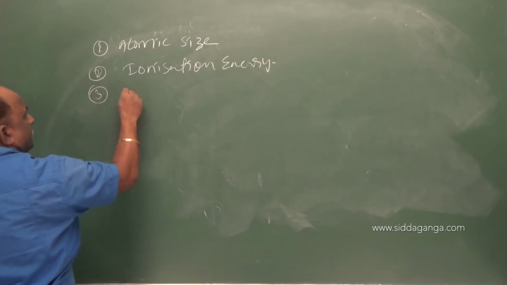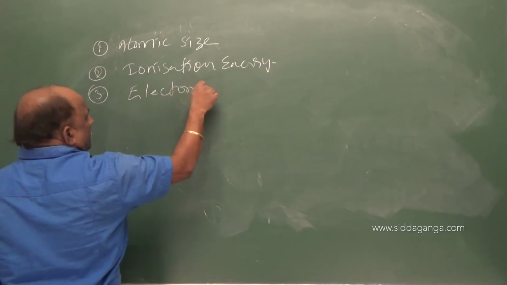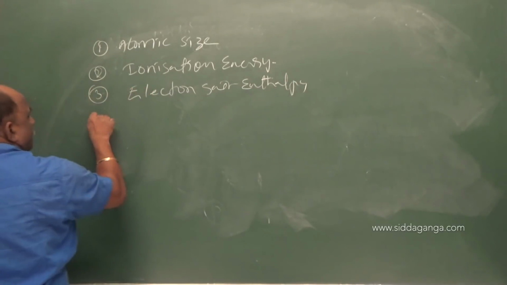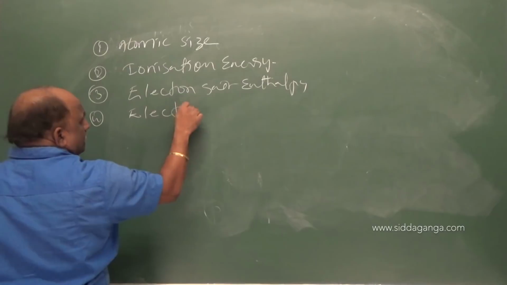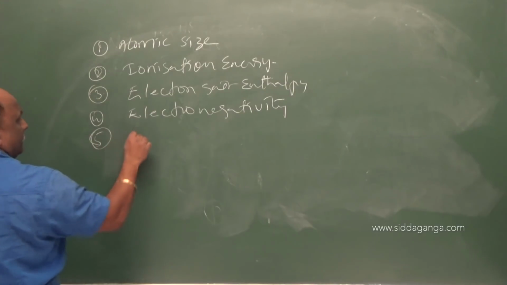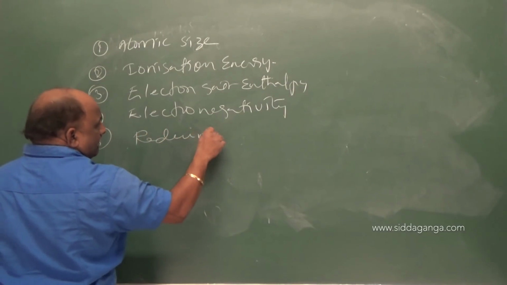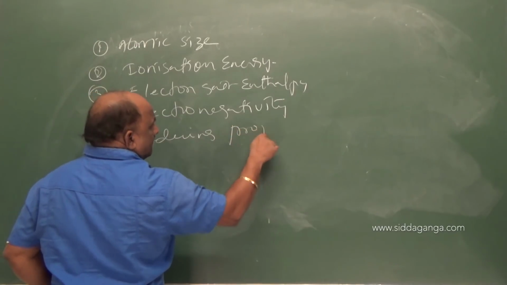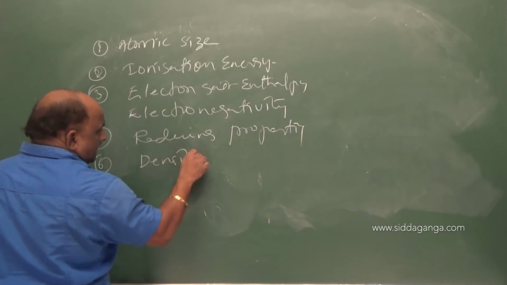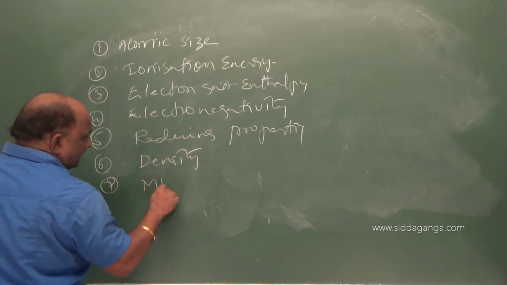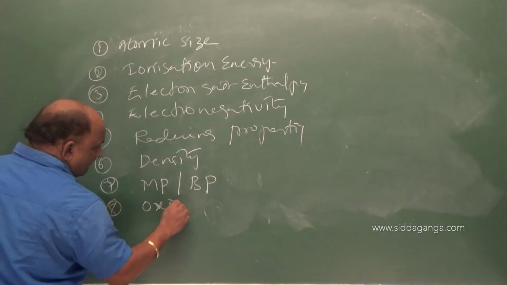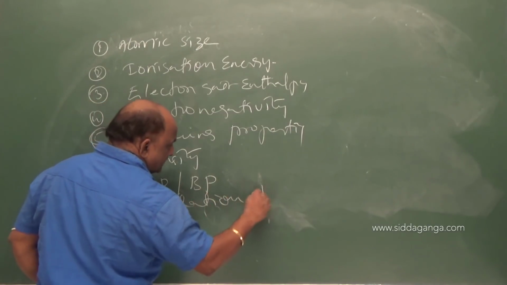Third one is electron gain enthalpy, and fourth one is electronegativity, and fifth one is reducing property, and sixth one is density, seventh one is melting points, boiling points, and last one is oxidation state.